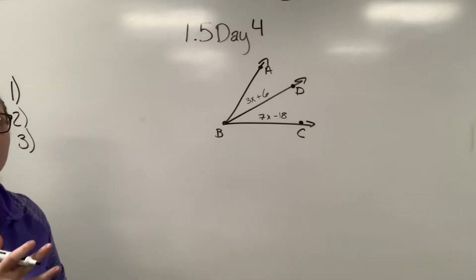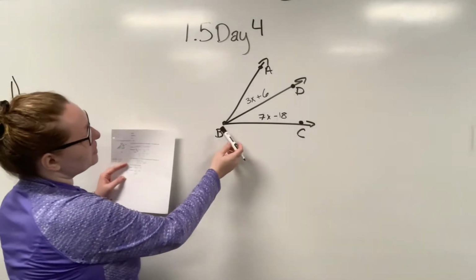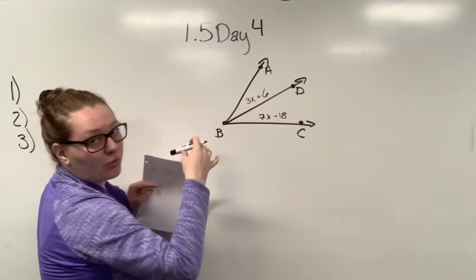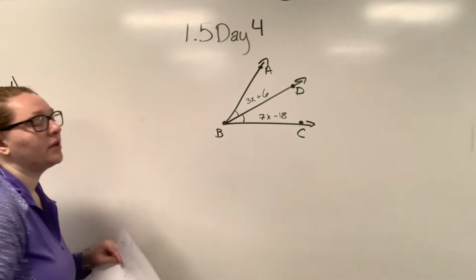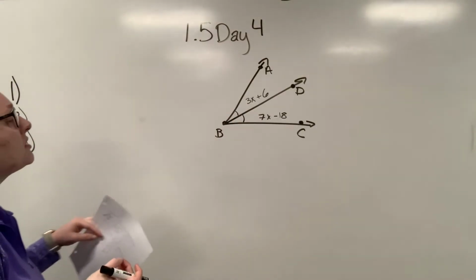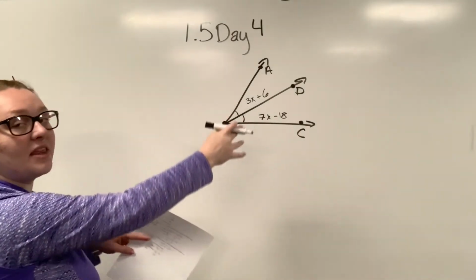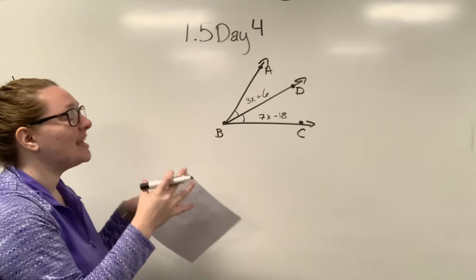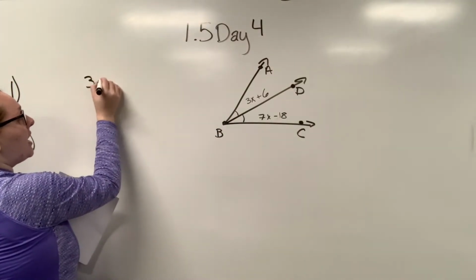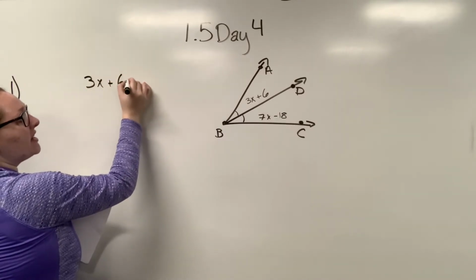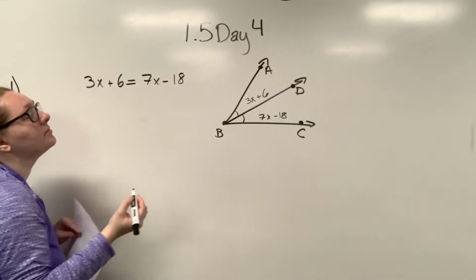This next one has some algebra in it, so it's going to be gross. We know in the instructions it says that BD is an angle bisector. So it means that these two things are congruent, so since they are congruent, that means that they are equal. So we can set these two yucky algebra pieces equal to each other. So I'm going to say that 3x plus 6 is equal to 7x minus 18.